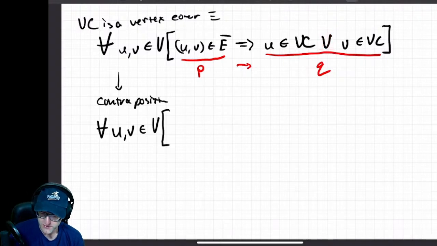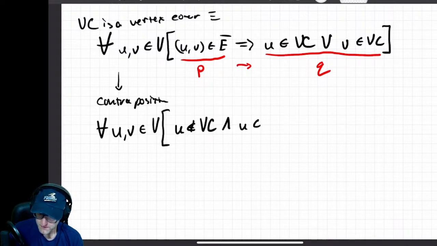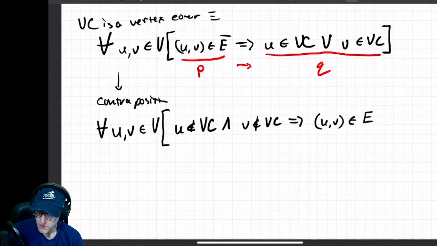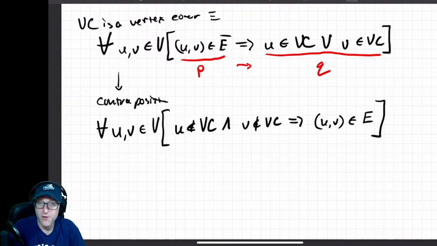They become conjunctions. So u is not in VC, and v is not in VC, implies, now I'll take P and put it over here, but I will take its negation. So immediately if I take a negation, uv is not in the complement edge set, that not cancels out, and I have that uv is in the original graph's edge set. Okay? Now again, let's interpret this logic right here.